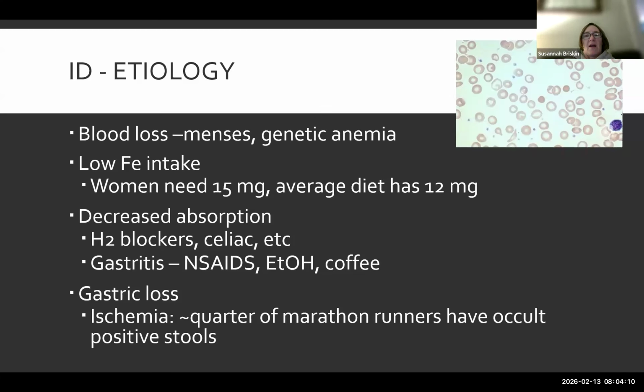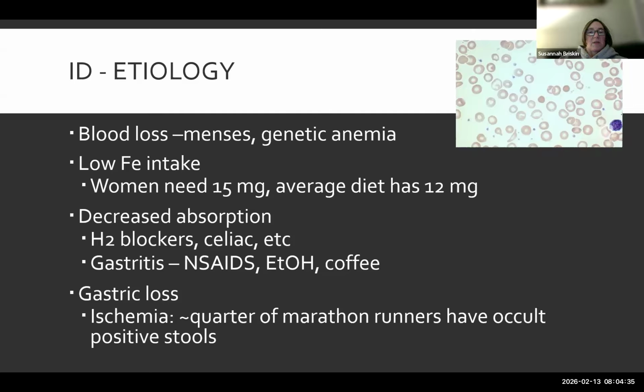The average diet has about 12 milligrams, and women need about 15 to compensate for their blood loss from menses. And then decreased absorption. So if you have reflux, or if you're sitting there like me drinking a cup of coffee, but having your smoothie with spinach in it, you may not be absorbing it as well. So you can have different problems that block the absorption.